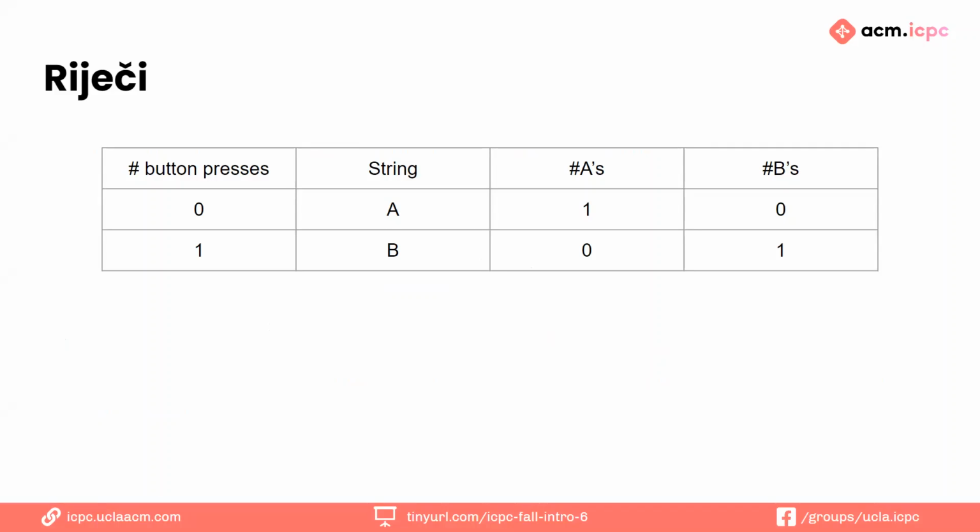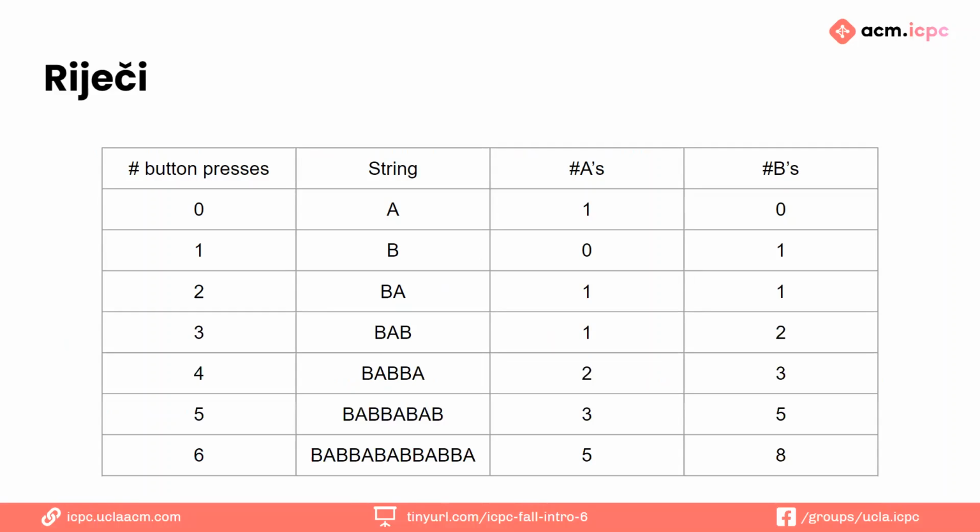And then can you guess, after pressing it again, what do we get? Well, the B just becomes a BA. So we have 1 A and 1 B. And then we can notice this pattern where every time we press it, the number of A's becomes the next Fibonacci number, and the number of B's becomes the next Fibonacci number after A. So for example, the number of B's is 1, 1, 2, 3, 5, 8, which are the first 6 Fibonacci numbers.